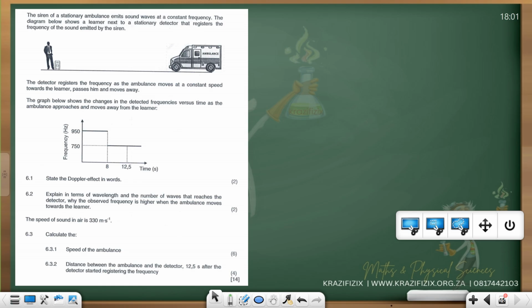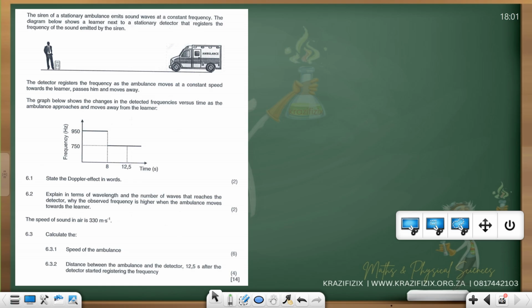No, I'm reading something different. The detector registers the frequency as the ambulance moves at constant speed towards the learner, passes him, and moves away. Three things: towards, passes, and away. The graph below shows the changes in detected frequencies versus time. All right. State Doppler effect.